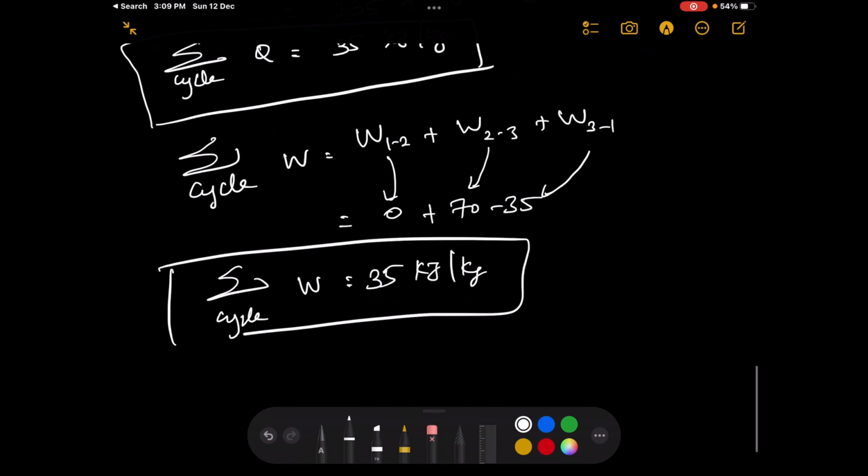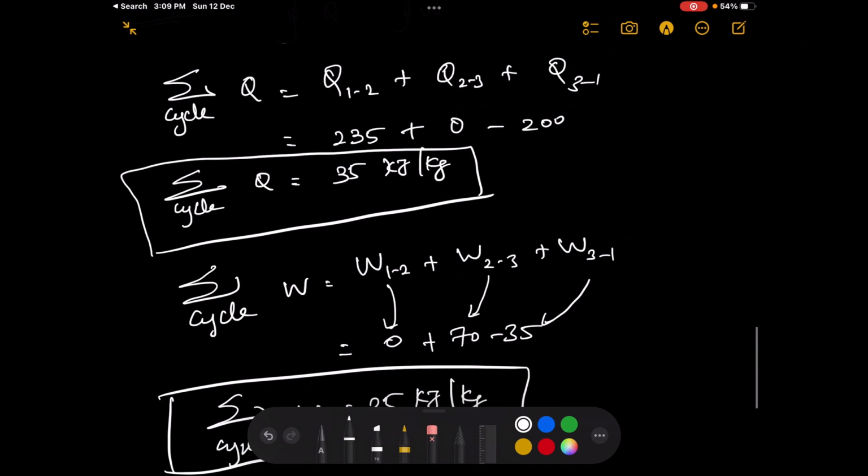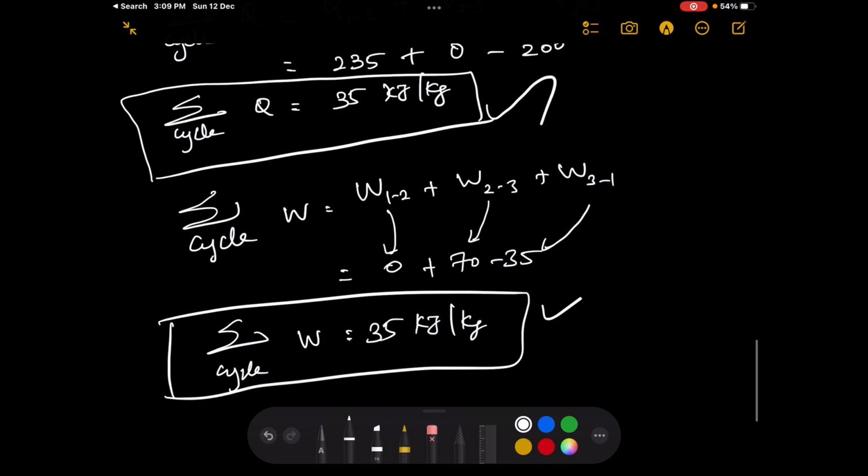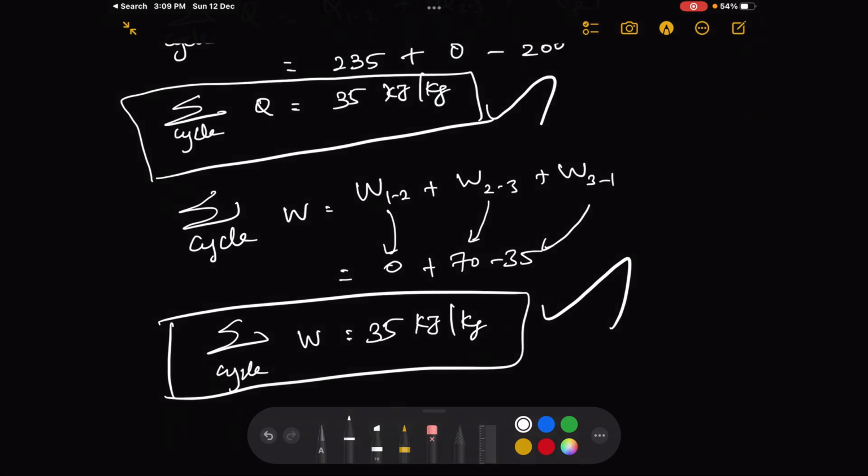So now we know that the cyclic integral of heat transfer is equal to the work transfer. Okay, thank you for watching.